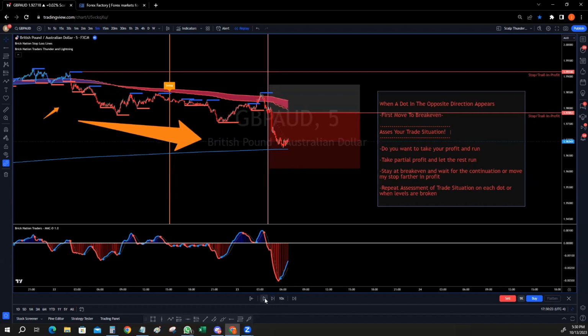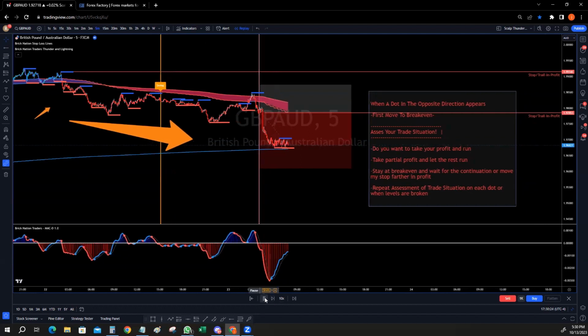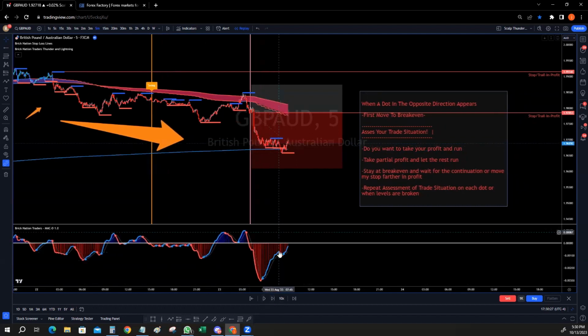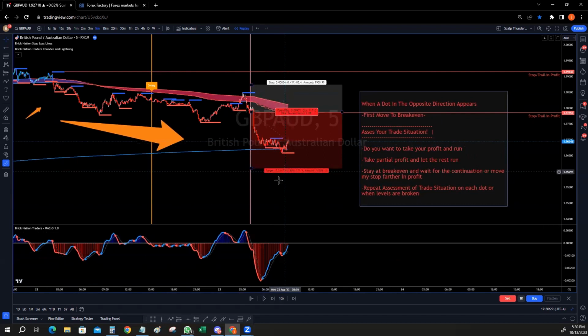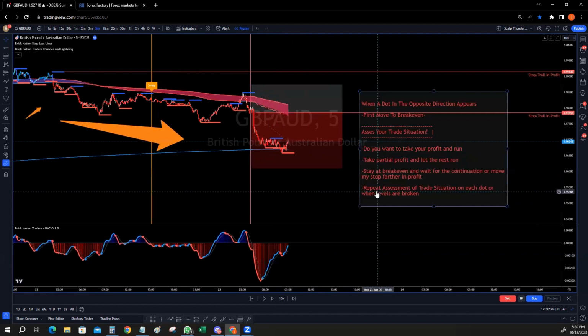So as this moves forward, right? We drop down some more, right? We got another blue dot. Okay, cool. We'll go ahead and look at it again, right? Especially since we had a little break of the zone, because we reassess the trade on each dot or when new levels are broken. So we have another dot coming through.